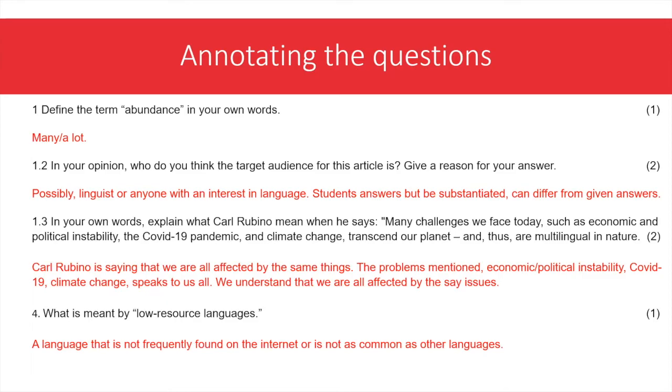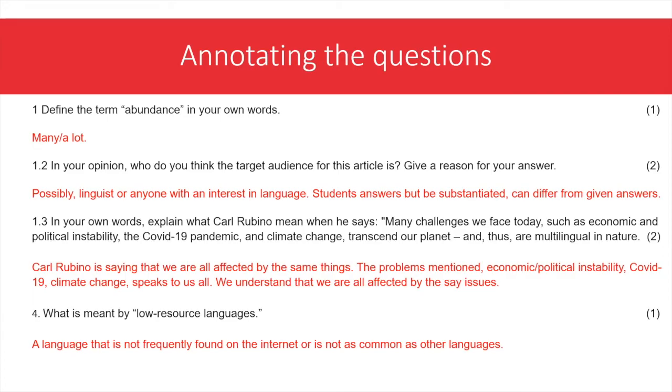And over here, I've even included that students' answer must be substantiated, can differ from given answers. And the reason that I added this into the slide is because this is what happens a lot of the time with teachers and assessors, is that we actually give the child or the learner a lot of discretion when we're marking. So if you are able to give a correct answer and back up your answer with evidence, with a reason, it will be given to you.